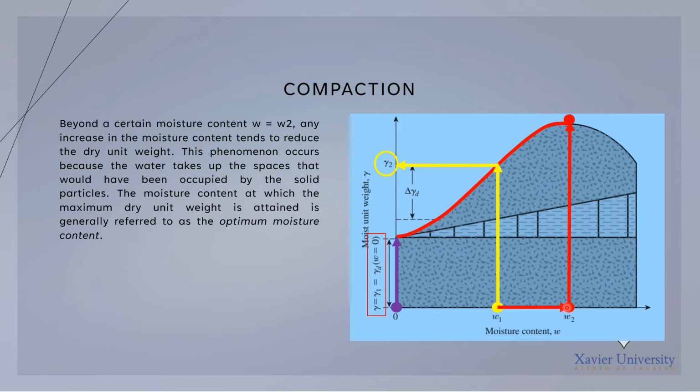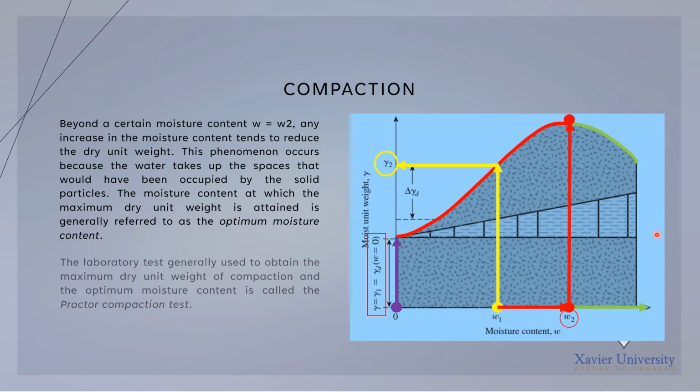Meaning, this is the maximum moisture content that our soil can contain so that its unit weight does not further decrease. Any further increase beyond this optimum moisture content will result in the decrease of our dry unit weight.